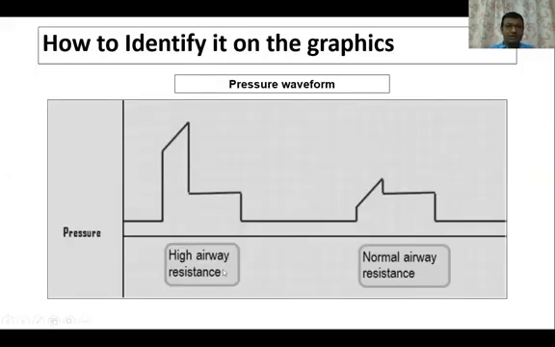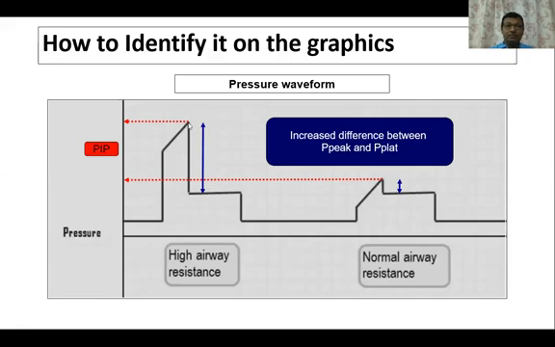If you see here, this is the increased airway resistance, and this is normal resistance. In increased airway resistance, the PIP, peak inspiratory pressure, will be elevated, and the difference between PIP and the plateau pressure will be increased. What I mean is that the airway resistance pressure will be increased, and as there is no problem with the compliance, the plateau pressure will be normal. So this is how resistance will appear in a pressure waveform.